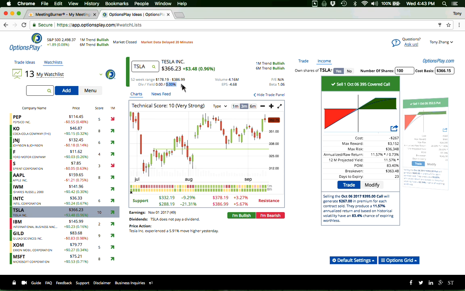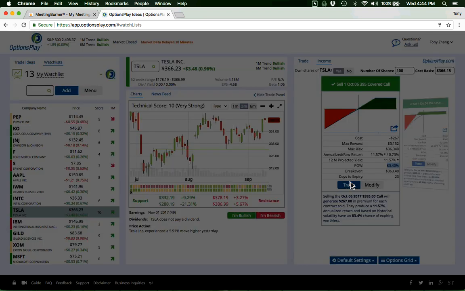So Tesla pays zero dividends. So meaning if you own this stock, you're getting 0 yield. By adding a covered call to it, you're getting about 11.5% yield. So you're increasing your yield from 0 to 11.5. So certainly a trade that I want to entertain. 83% chance that this call is going to expire worthless.